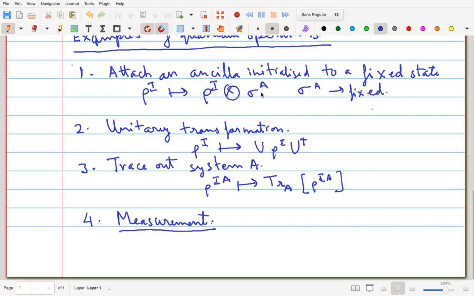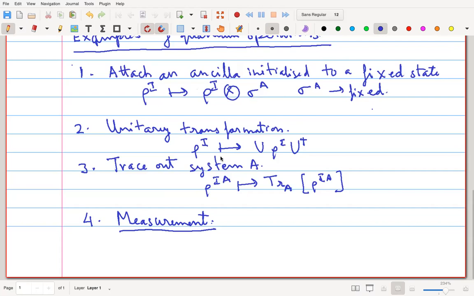I take some additional electrons, which are initialized to this fixed state sigma, and I just bring them into my laboratory system. These electrons are prepared in a different machine in this state, and now they are brought into my machine. Physically this is just bringing them side by side. So that is the first operation, attach an ancilla.